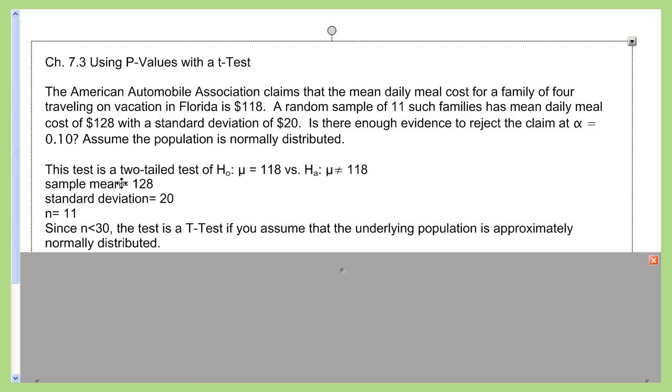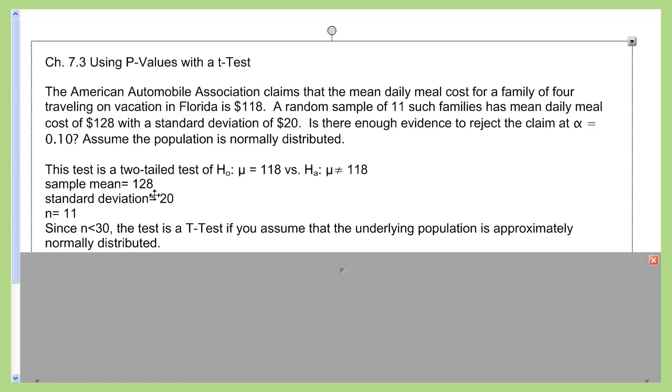Okay, first of all, this is a two-tailed test because here we're trying to see if it is equal to 118. So here's the null hypothesis and here's the alternative, because you always put equal if it says is. If it says less than, you put a less than sign. If it says greater than, you put a greater than sign. And this is always going to be the opposite, which is not equal to.